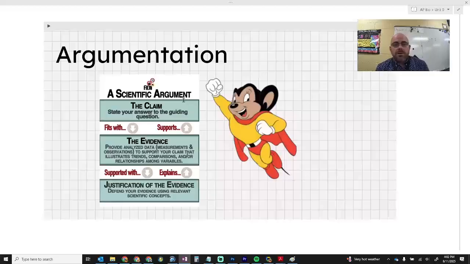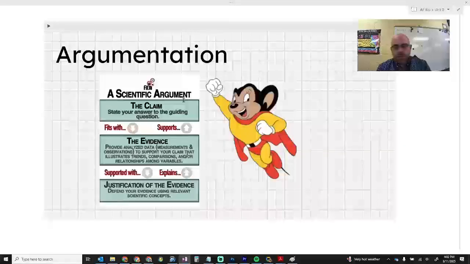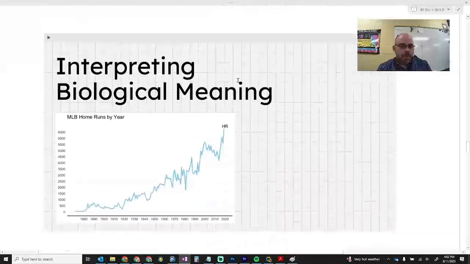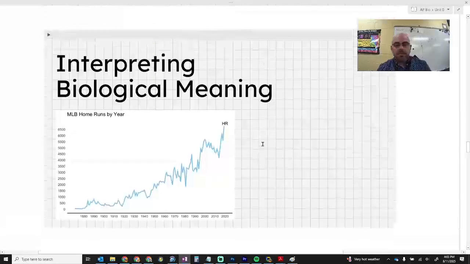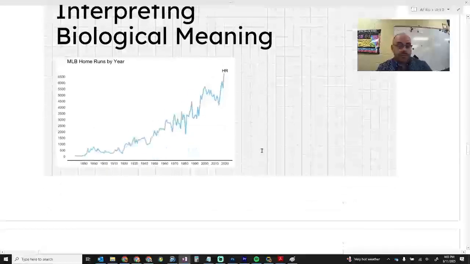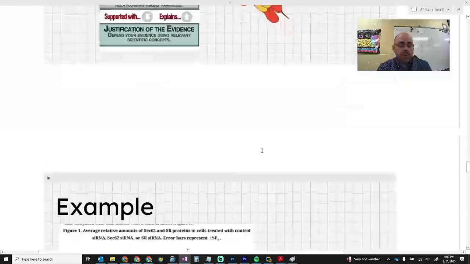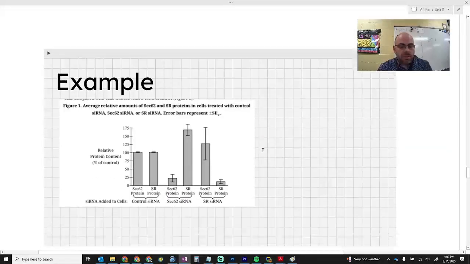And using those action words: make a claim is an action word, justify that claim is an action word. We call this argumentation in general. I believe that steroids were an important part of the increase of home runs from 1980 to 2010. Justify that claim, and then I would provide evidence for that, right? So very important, something you've been doing since you were young.